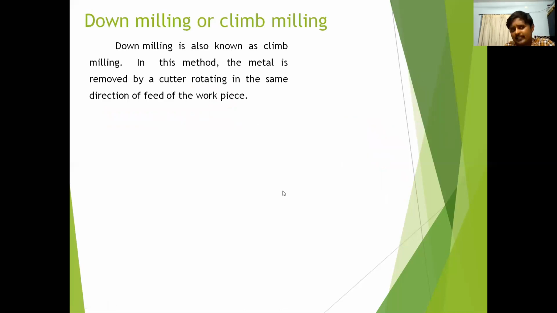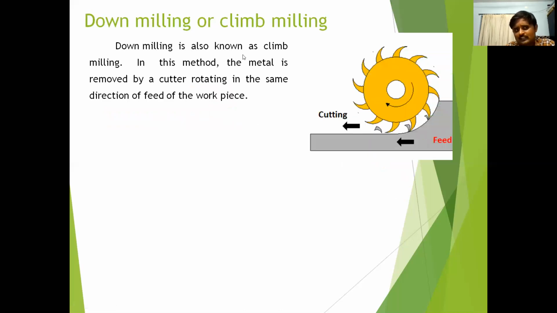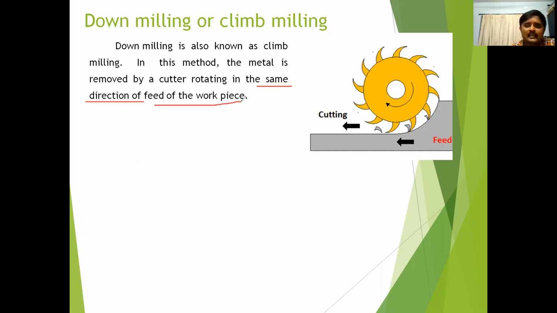Next, coming to down milling. Down milling is also known as climb milling. In this method, the metal is removed by the cutter rotating in the same direction as the feed of the workpiece. Both the cutting tool and the workpiece move in the same direction. This is the direction of the cutting tool and this is the direction of the work surface. So both are in the same direction.